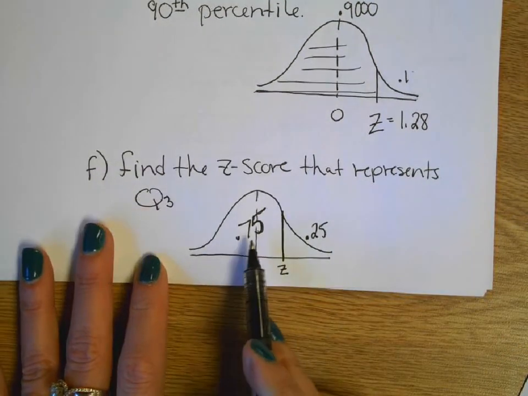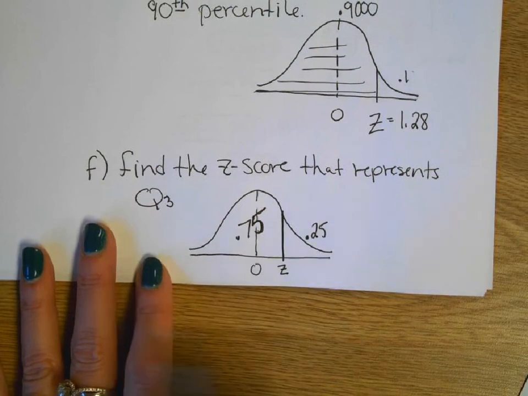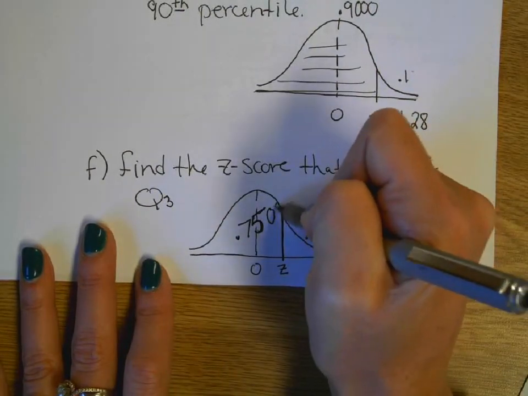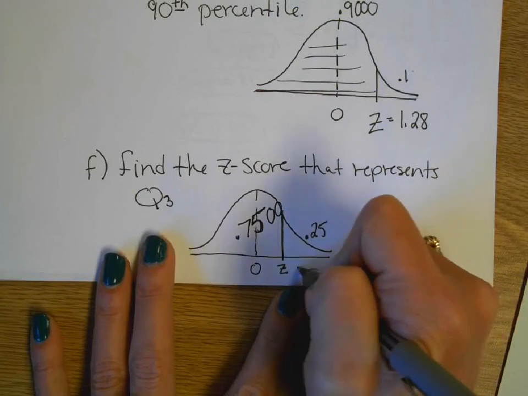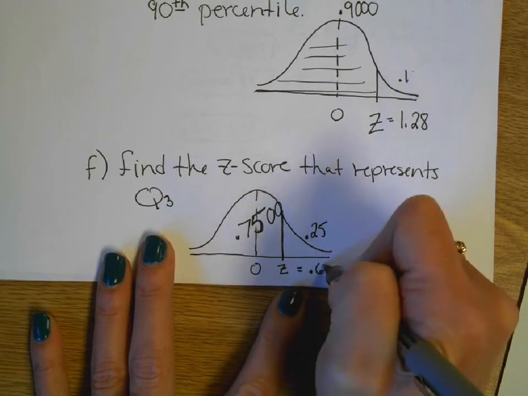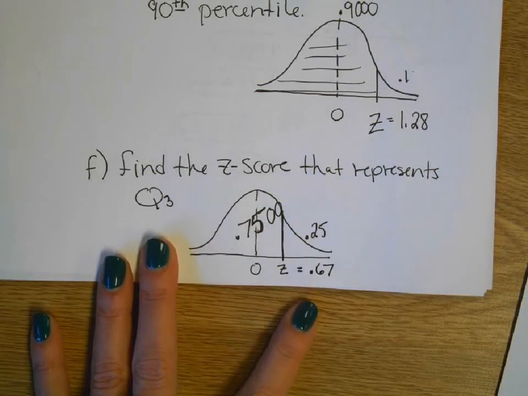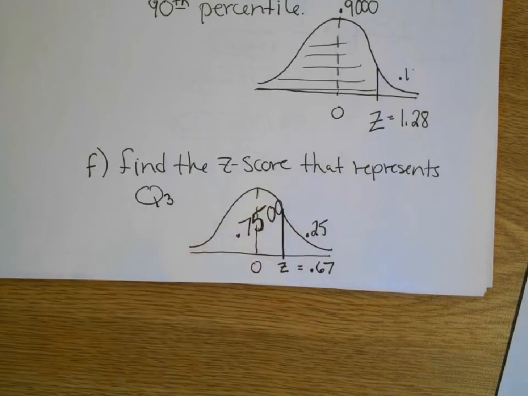So now you're looking for 0.7500. You aren't going to find it. How close can you get to it? 0.7517? No, 0.67. They're saying the z-score is 0.67. Okay, now I'm done.